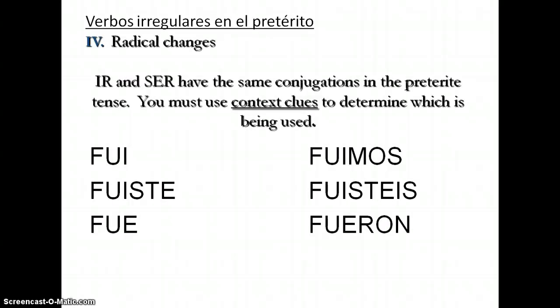Both ser and ir have the same conjugations in the preterite tense. What you're going to have to do is use context clues, or clues that are found around the word, to determine whether ser is being used or ir is being used when speaking in the past. Below are the conjugations of ser and ir in the preterite tense. Fui, fuiste, fue. Fuimos, fuisteis, fueron. There are no accents on any of these forms.